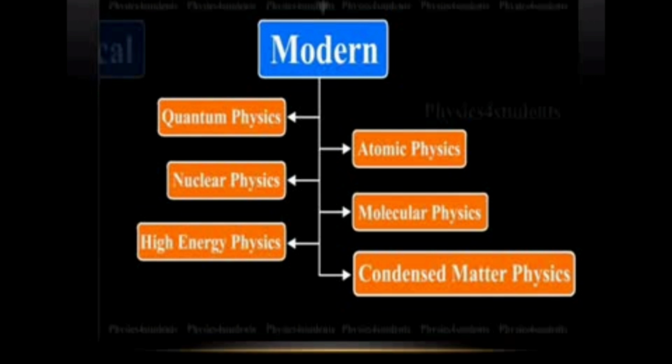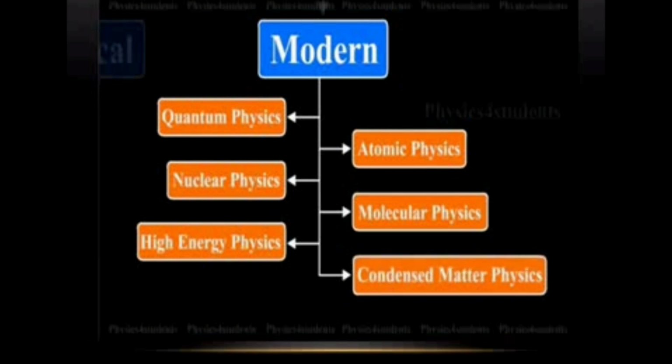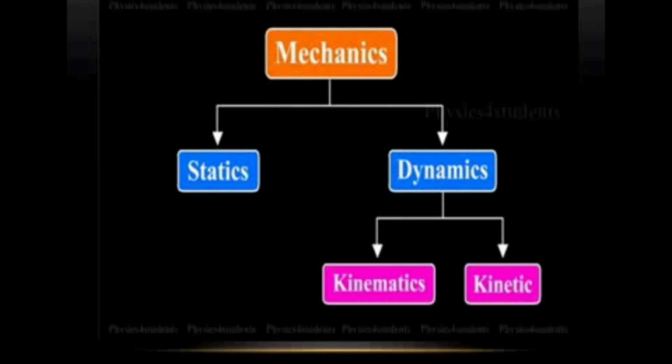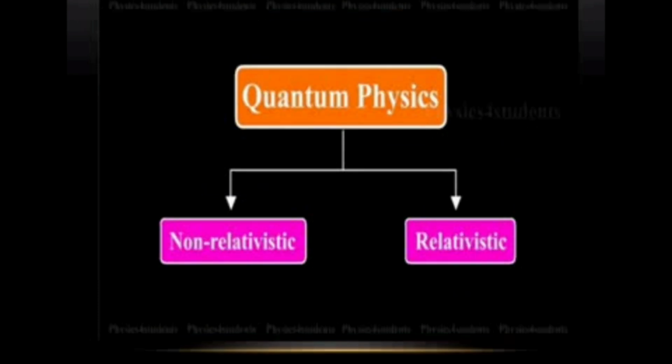So these are the two main branches of physics: one is modern, another is classical. Again, mechanics is divided into two types: statics and dynamics. Statics is the study of objects at rest. Dynamics is the study of objects in motion, which can be divided into kinematics and kinetics. Quantum physics, the last one, has two divisions: non-relativistic and relativistic. These are the two branches of quantum physics. Okay, so these are all the different branches of physics.